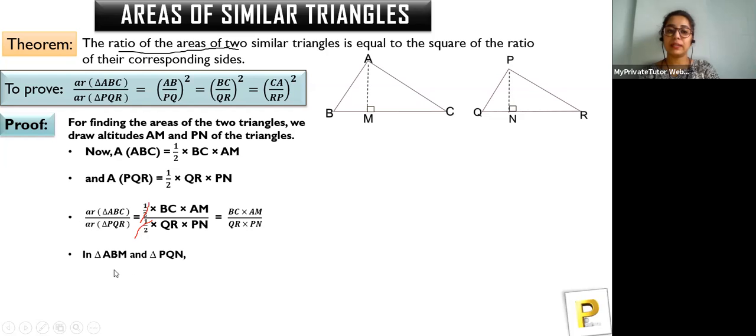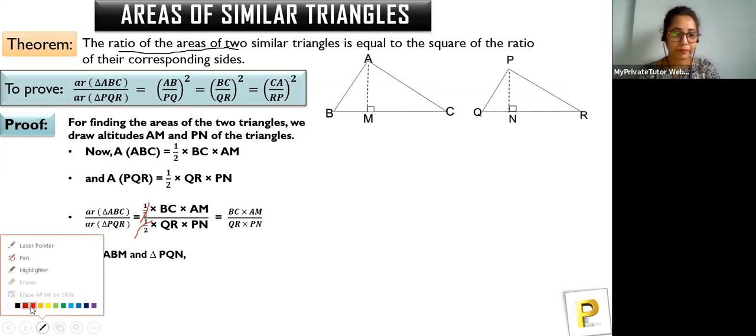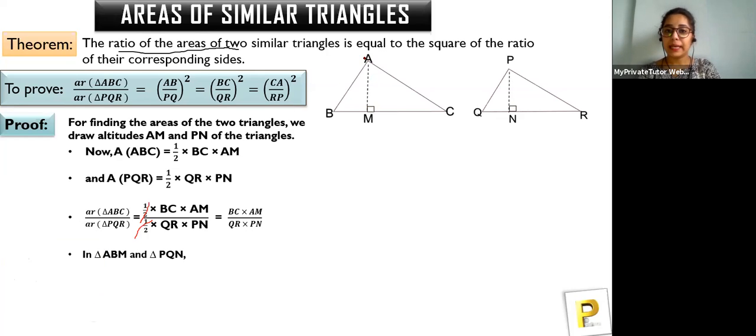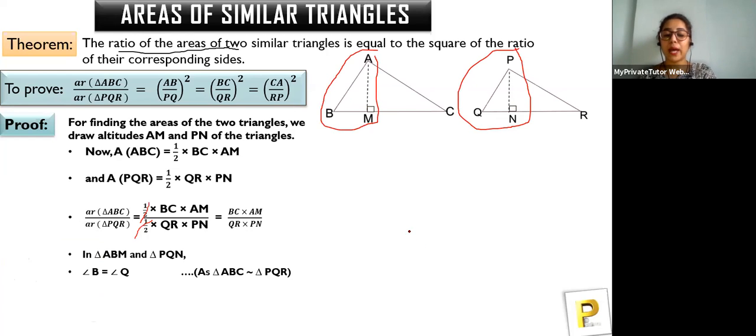Now triangle ABM is similar to triangle PQN. So let's look at triangle ABM, and this triangle PQN. This is the part we are talking about. You can see that angle B corresponds to angle Q, so angle B is equal to angle Q.